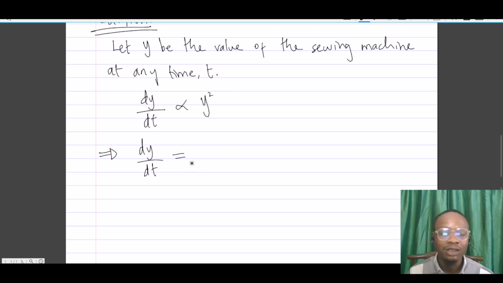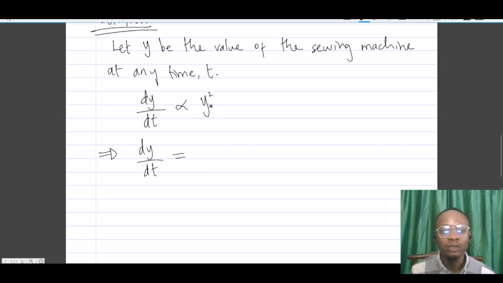You can say it is minus k, and you can say it's k, as we have seen before. But we know that dy/dt is meant to be negative because y is decreasing with respect to time. That means as time increases, y is decreasing. So we expect dy/dt to be negative.